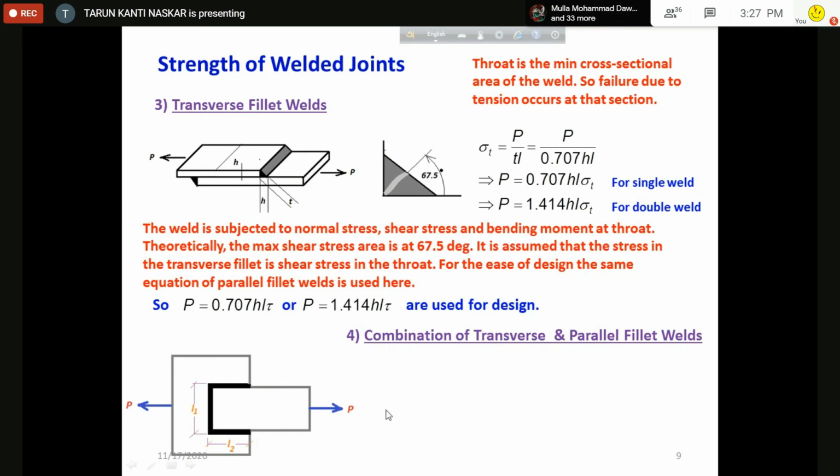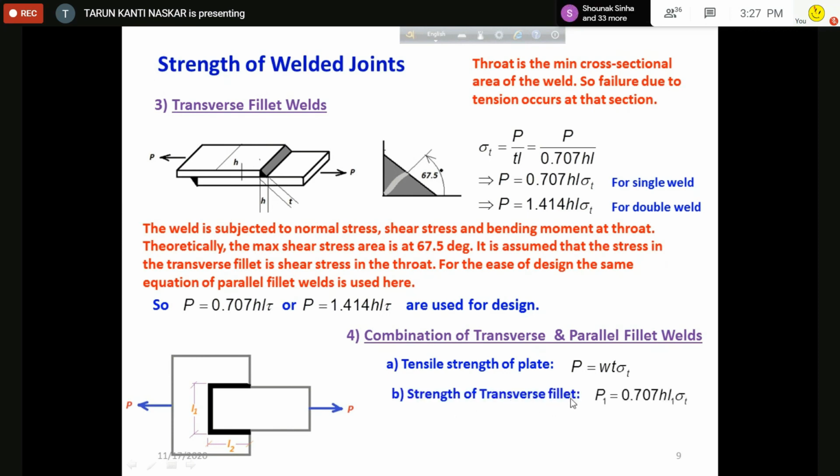Now, the combination of transverse and parallel fillet welds. So it is a combination of transverse and parallel fillet welds. Clear? When it is subjected to load like this, this is L1, this is L2. Clear? Now the tensile strength of the plate will be this. It's very simple.